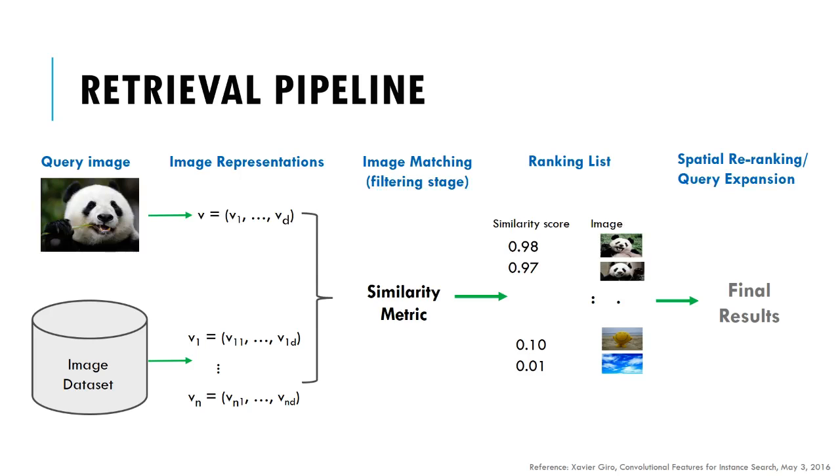But in the sense that I mentioned before, that we're going to be focusing on instance retrieval, spatial re-ranking is the flavor of re-ranking that we will be preferring. Query expansion is another form of optimization that we will be talking about in just a bit. But after we apply these optimizations, we get the final results. So that's the basic retrieval pipeline, and now we will go deeper inside.